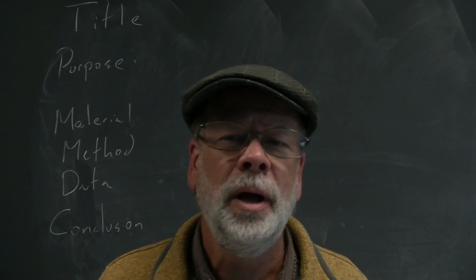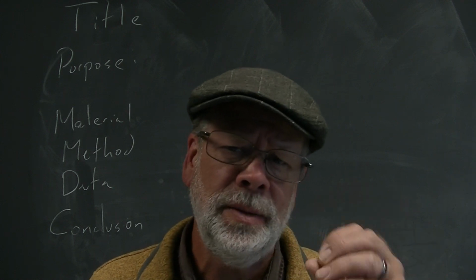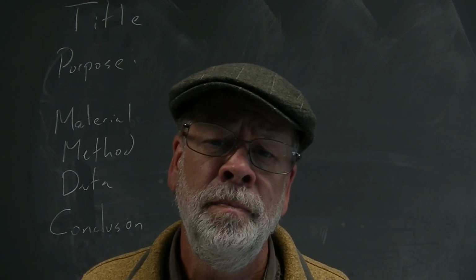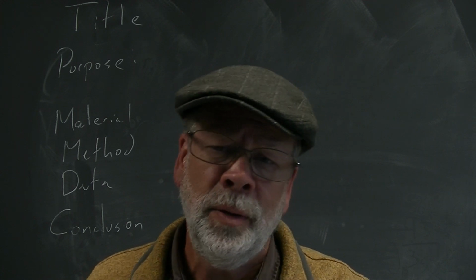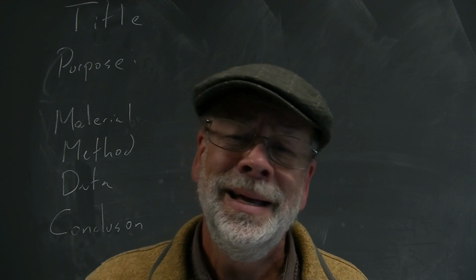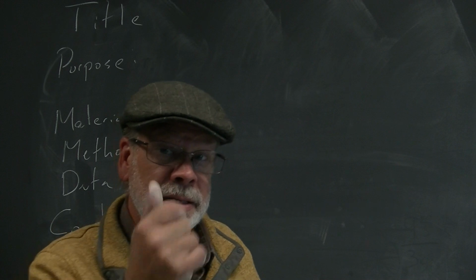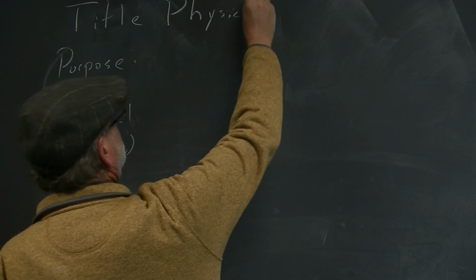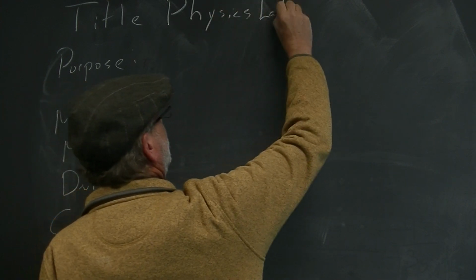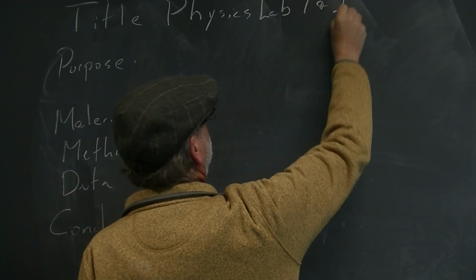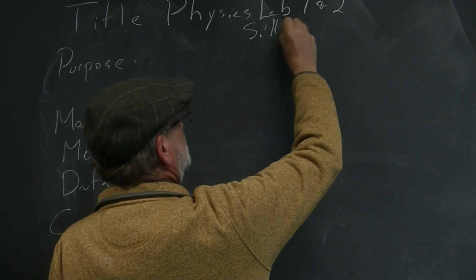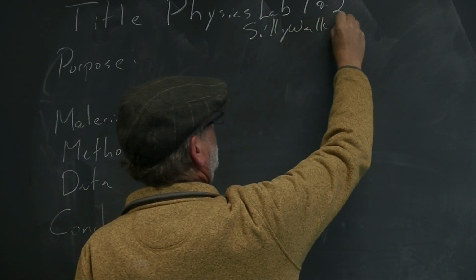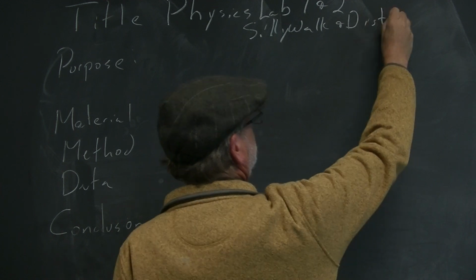So, for example, for labs 1 and 2, we can really pair them together because they're similar and we get to a quick conclusion. This year I have to sort of compartmentalize and move a little faster. So, title: Physics Lab 1 and 2. Silly walk and distance determination.